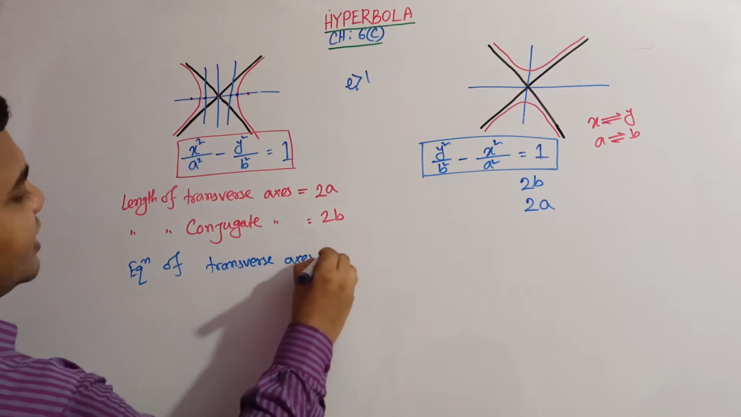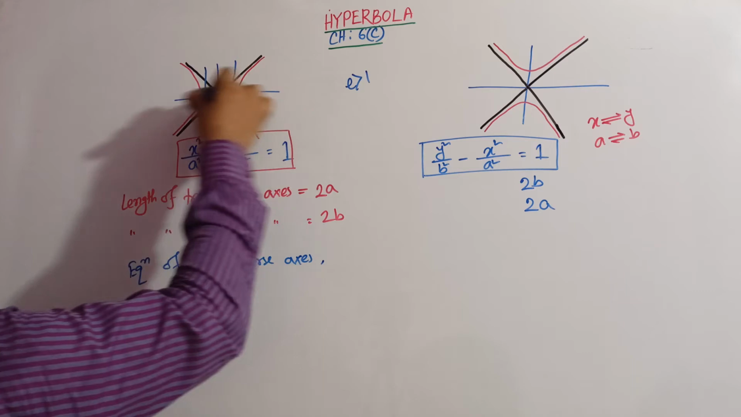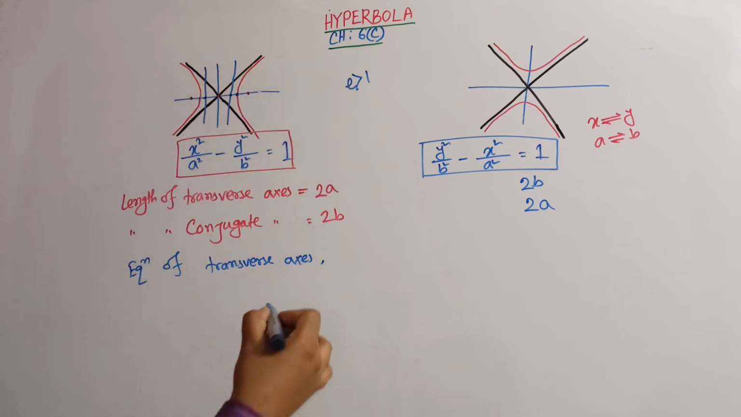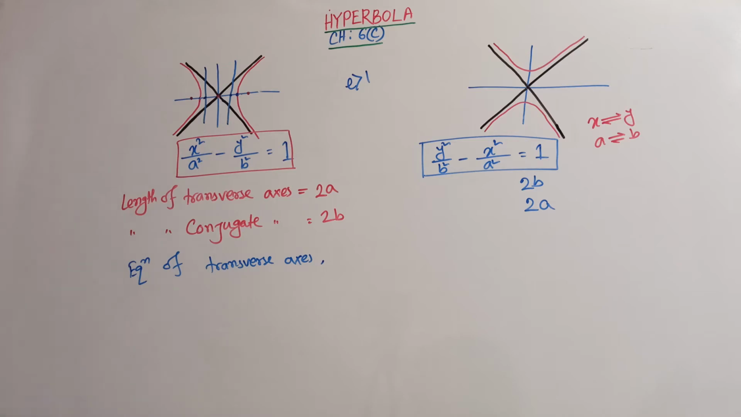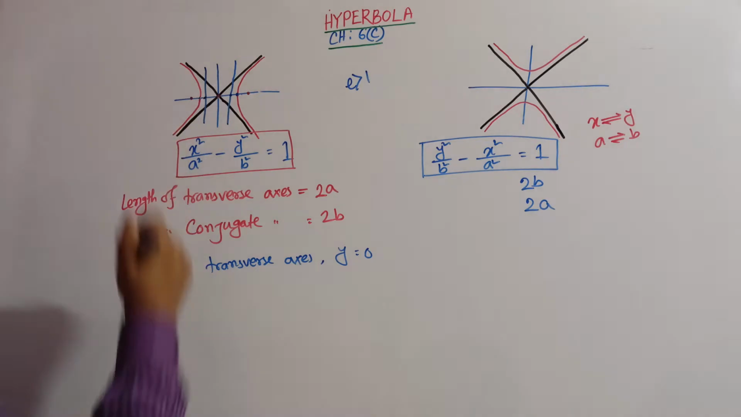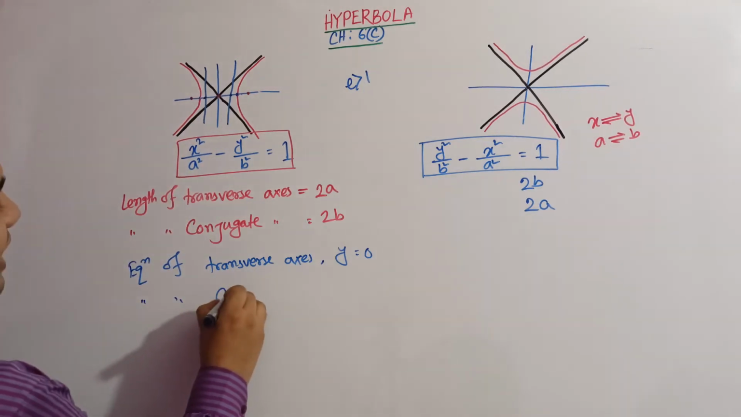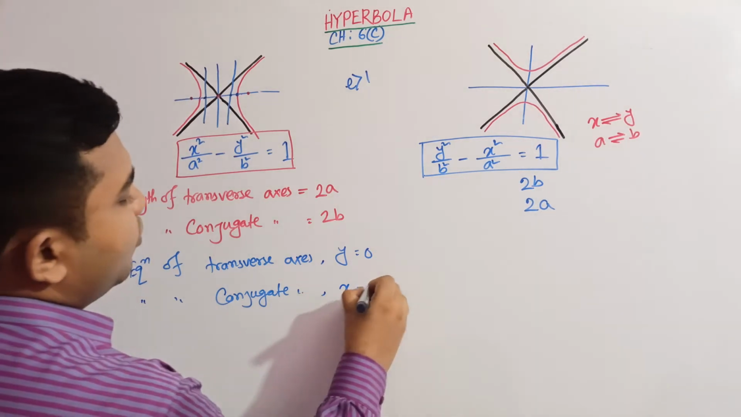So the equation of the transverse axis should have been here. We can easily understand that in this part we'll get the equation. The equation of the transverse axis, where we will not get any y on that part, should be y equal 0. And this part was the equation of the conjugate axis, so here it must be x equal 0.